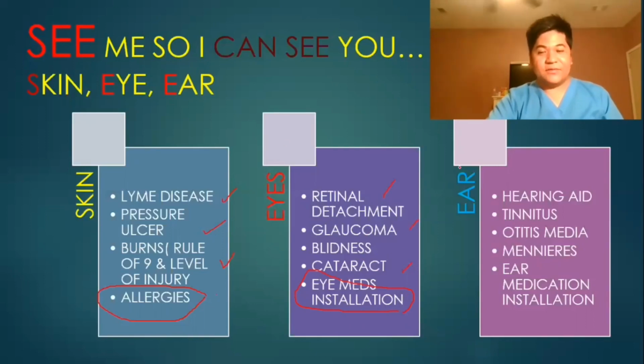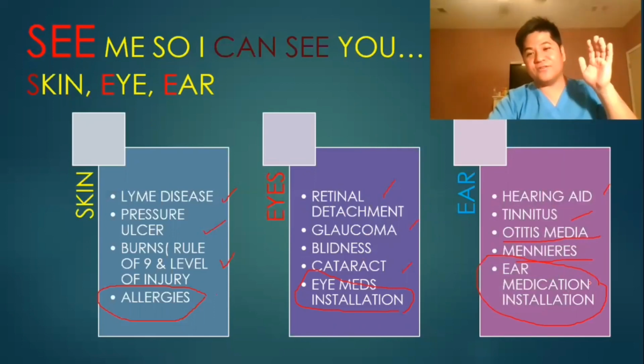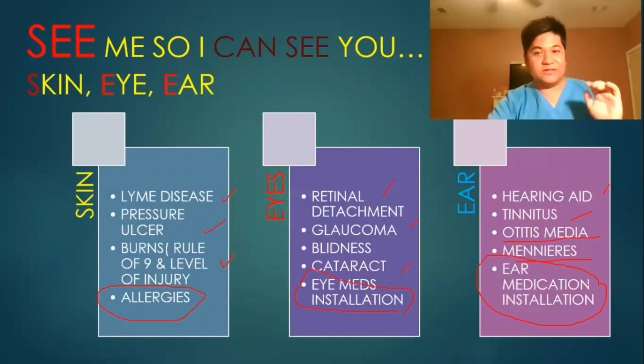Okay, next is the ear. For the ear, hearing aid for adults and a kid with a problem, tinnitus or ringing or buzzing of the ears, otitis media, Meniere's disease. Now, what you need to understand here is the medication instillation, for child versus adult. So there's a difference on that, so know that.